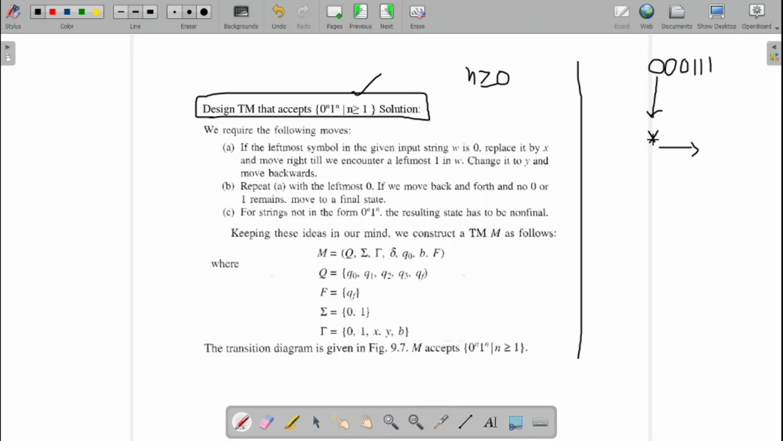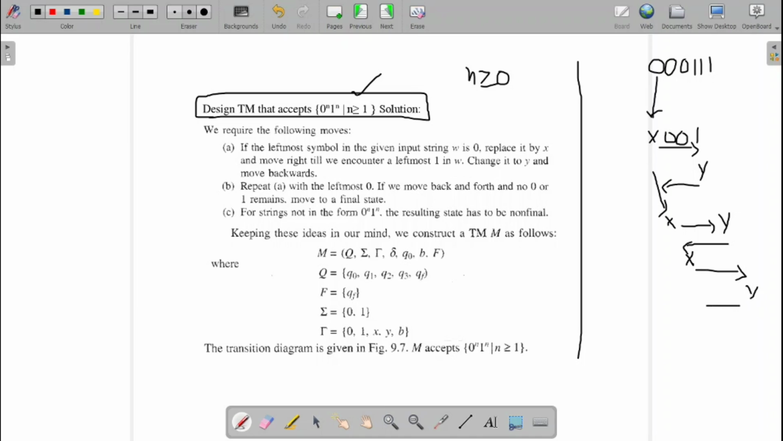Once I see my first 0, I will replace it with x. The next zeros I will retain as they are. I will go in search of the 1. Once I get my 1, I will replace the 1 with y, and I will go back till I get the next 0. The next 0 will be next to this x, so I will keep on going back till I get the x. Once I get my x, I will reset and replace this 0 with x. Again I will go forward, and the second 1 I will replace with y. Again I will come back, then the next 0 I will replace with x. Again I will go forward and replace 1 with y.